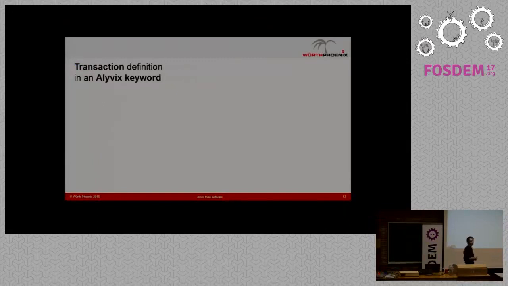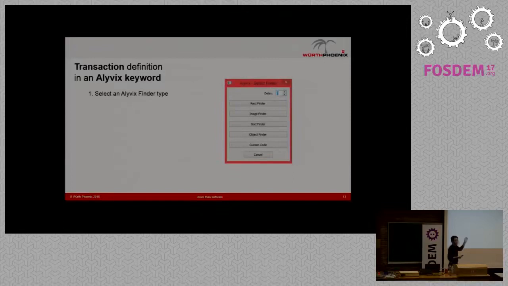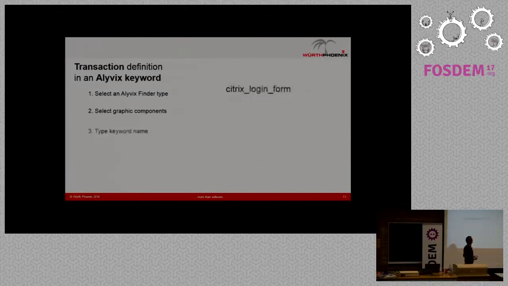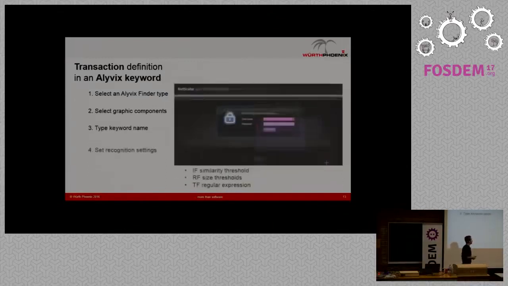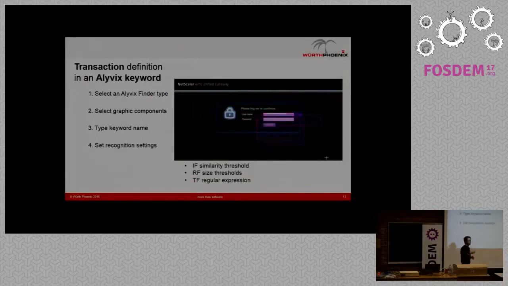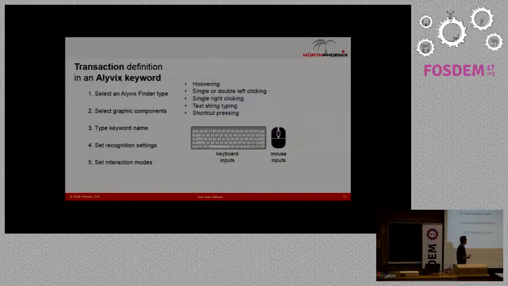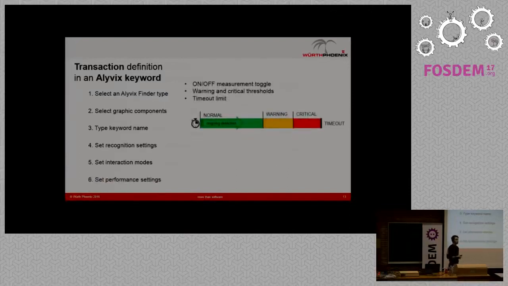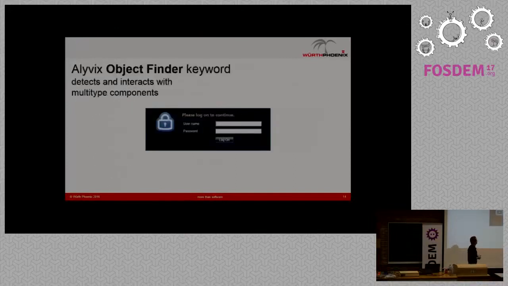Practically speaking, it's really easy to define transactions through Alyvix. It's a matter of selecting a finder type. It's a matter of pointing, clicking and dragging your main selection, your subcomponents, and so on and so forth. Typing the name of the keyword, and then setting up your recognition settings, and then setting up the interaction modes in order to click on those graphical elements, pushing a text string, and so on. And finally, we can also set up performance thresholds.